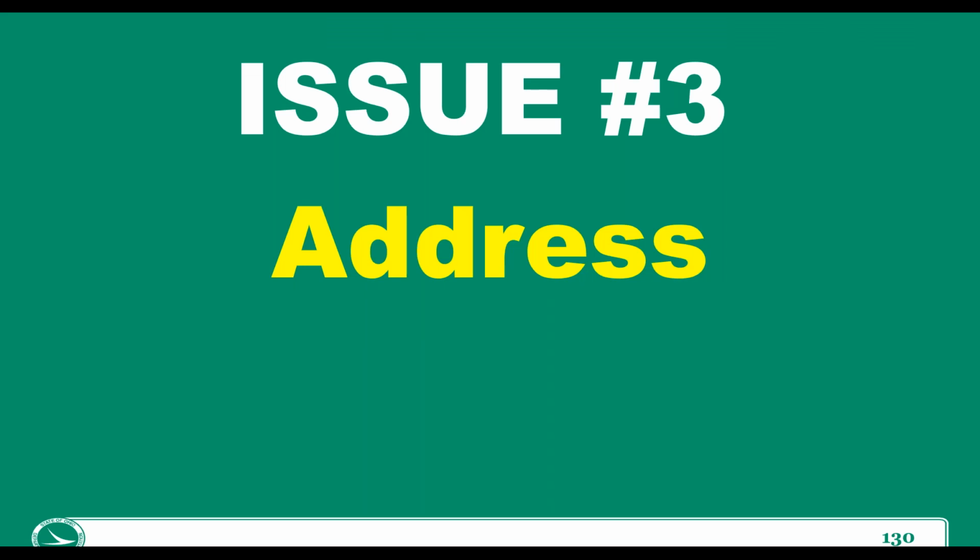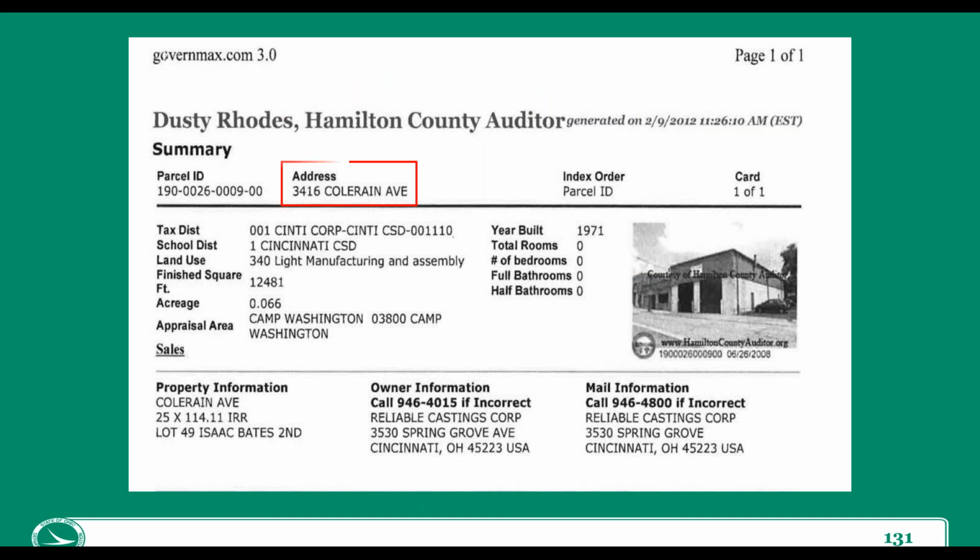Issue number 3, addresses. We see here, this is copy and pasted out of Hamilton County. We see the address is 3416 Coleraine Avenue. Doesn't tell us what city, doesn't tell us the zip code or anything. So we'll have to dig that out ourselves. But we also see here mailing information. So who are we mailing our information to? Well, you've got to figure that out. Does this person live here, or is that the property and it's rented out? As you can see here, it's a garage. So most likely I would probably send one to each of these and it would eventually get to the owner.